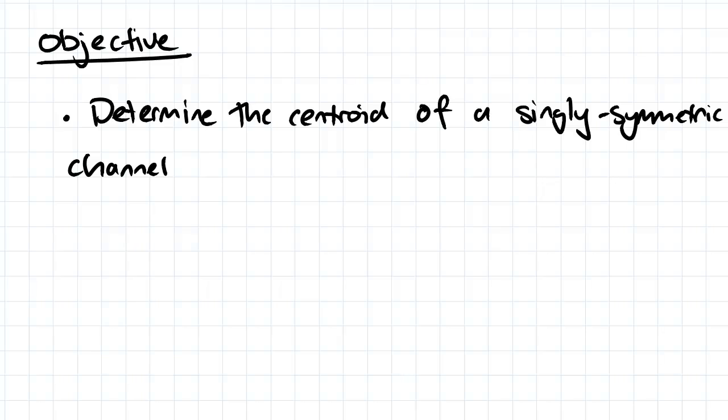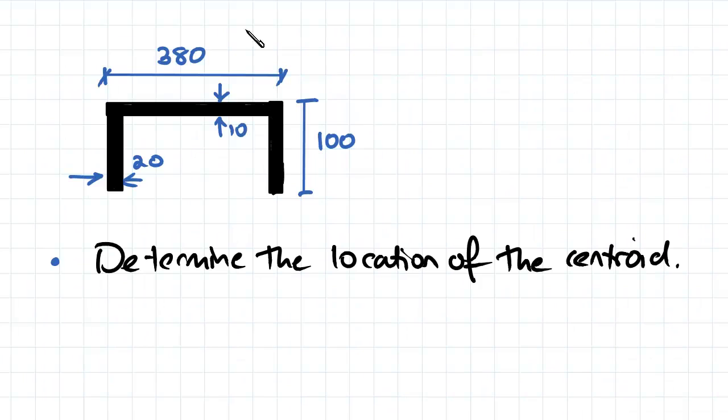Hey guys, the objective for this video is to determine the centroid of a singly symmetric channel. So let's have a look at the question here. We've got our channel here, we've got a width of 380, a height of 100, we've got a thickness of 20 on each side, and then a thickness of 10 up the top. And what we want to do is determine the location of this centroid.